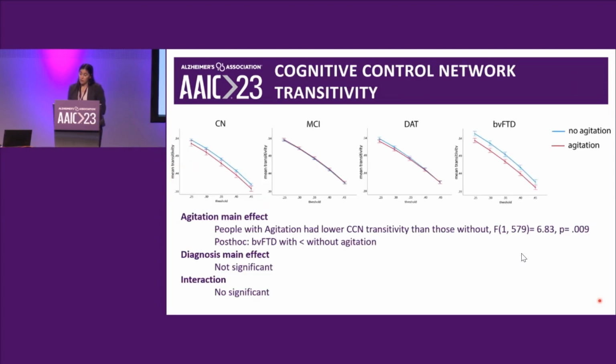But for the cognitive control network transitivity, there was a significant main effect of agitation. Again, the lines in red show agitation presence, and people with agitation had lower cognitive control network transitivity than individuals without. Post-hoc tests found that the difference was significant only for the bvFTD group. So bvFTD with agitation had lower cognitive control network transitivity than those without. This time there was no significant main effect of diagnosis and no significant interaction.